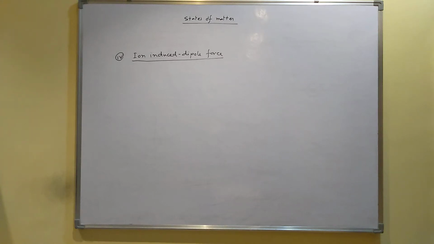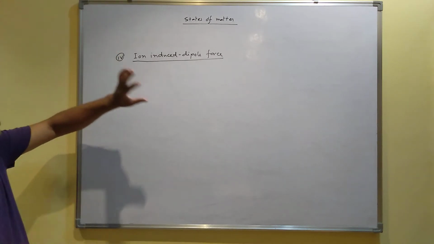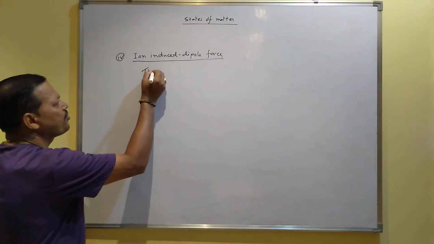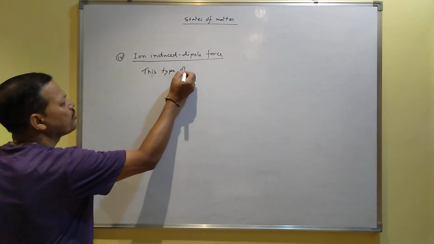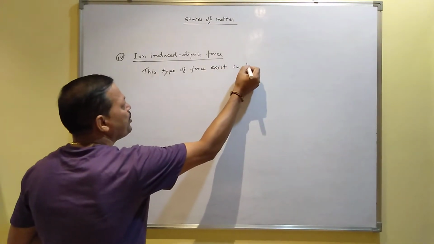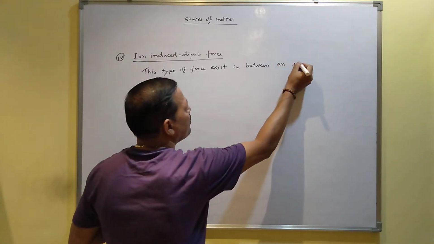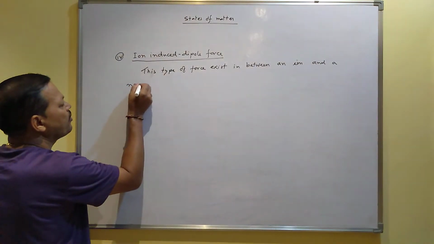Okay, this is another force of attraction in between the molecules. This is number 4, which is called ion-induced dipole force of attraction. So, what type of force of attraction is called ion-induced dipole force of attraction? Actually, this type of force exists in between an ion and a non-polar molecule.